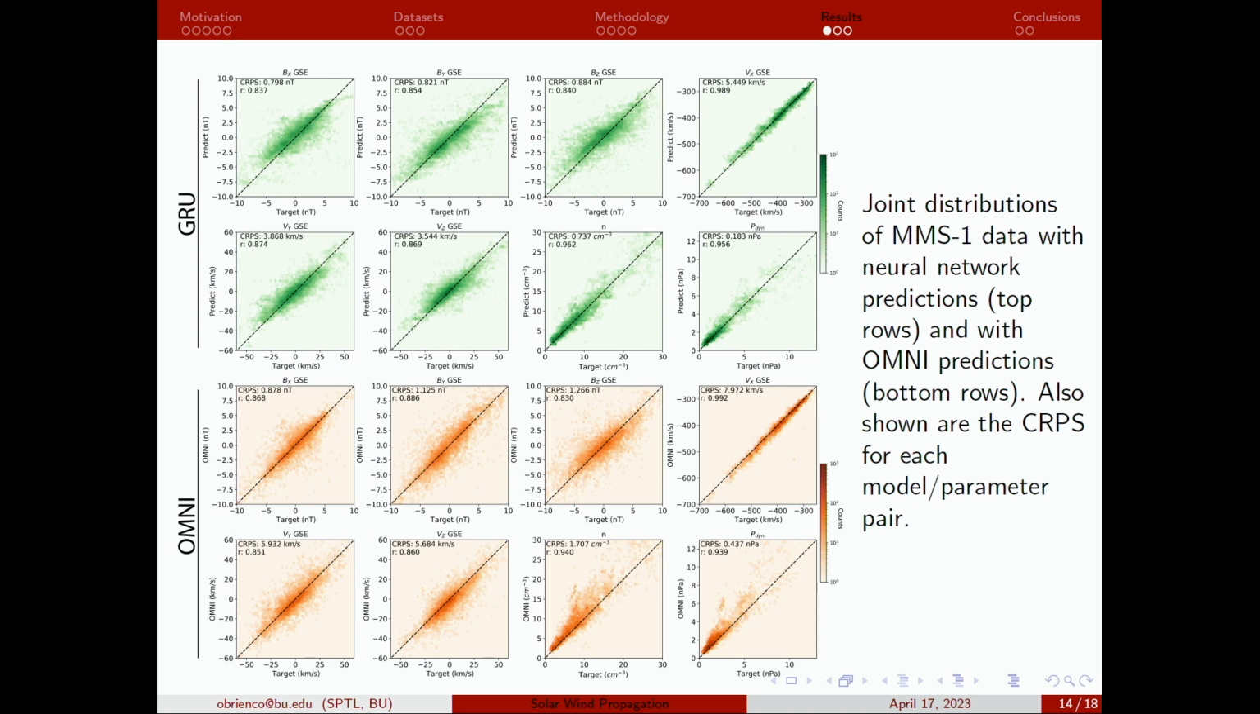Through training that architecture using that CRPS as the loss function, we get outputs for the 7 features in the MMS data that we would like to predict. Joint distributions of the MMS data on the x-axis and the neural network predicted and Omni predicted values on the y-axis are shown here. A perfect prediction is represented as a straight line. And in the top left, although it's probably really small, are shown the CRPS values for each model parameter pair.